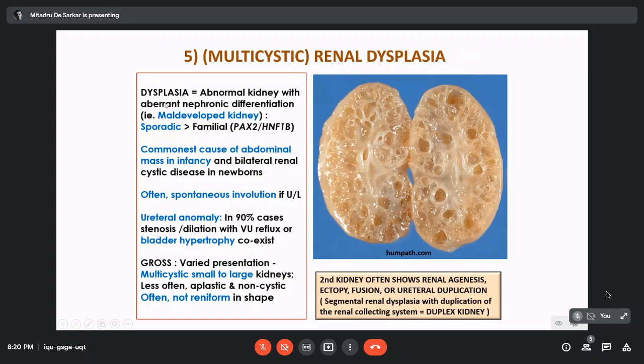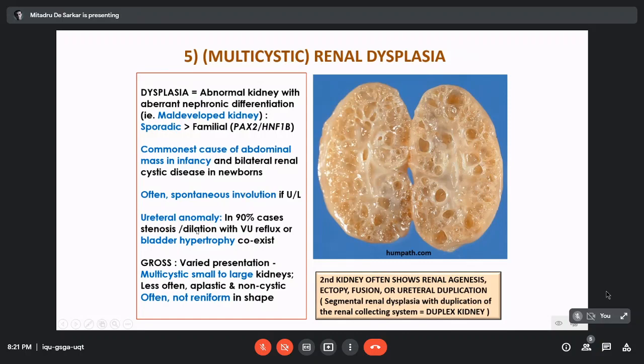However, this particular dysplasia is actually in the context of an abnormally developed kidney with aberrant differentiation of the nephrons. Most of the time, it's usually seen in a sporadic fashion, but you can have familial patterns as well. It's a pretty common disorder and is the commonest cause of abdominal mass in infancy and bilateral renal cystic disease in the newborns. One important thing to keep in mind is that if you have this dysplastic change happening in just one kidney, and there is no ureteric disease and the other kidney is absolutely normal, then chances are that many of these cases will ultimately undergo spontaneous involution. So some of those cases might go in for a wait and watch approach.